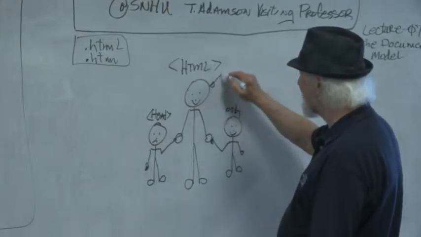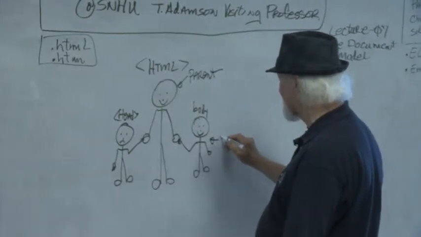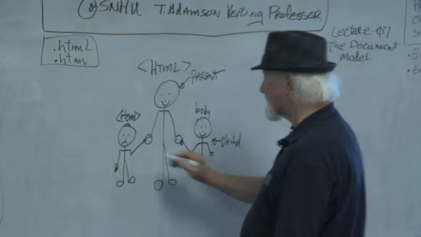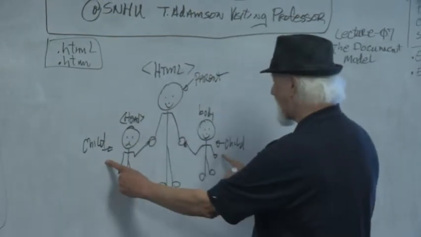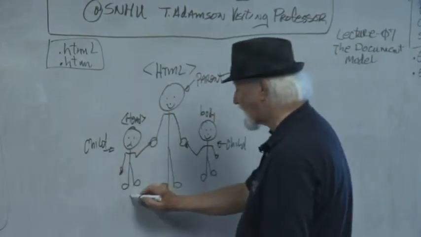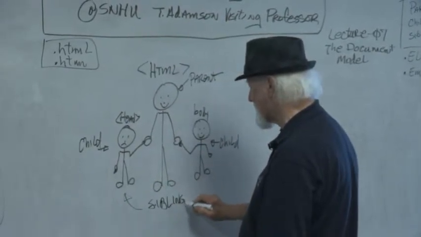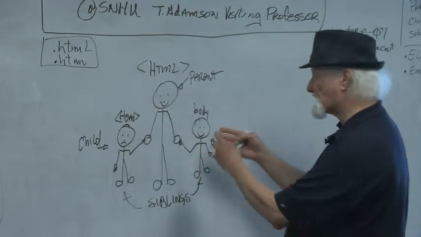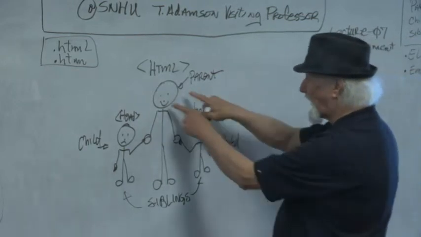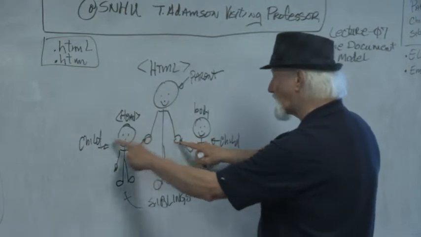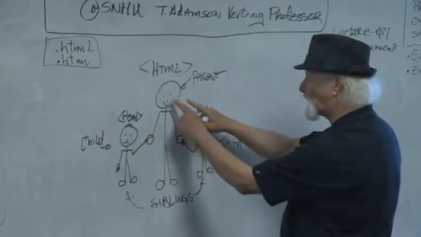So this right here is a parent element. This is a child element. This is a child element. And since both these child elements have the same parent, they are referred to as siblings. We're beginning to see the relationship between how the elements are structured within a web document. We can see that a parent element can have one or more children, but a child element can only have one parent.